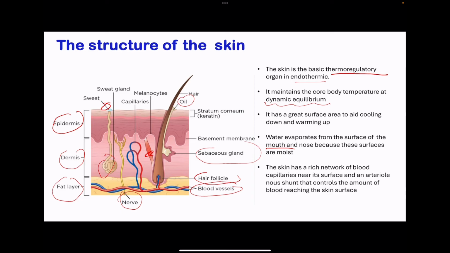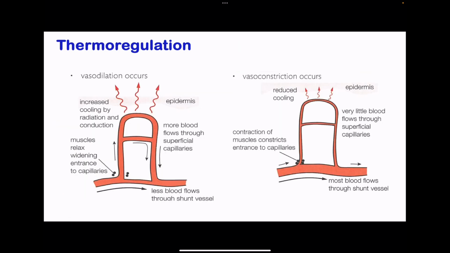In ensuring a stable body temperature, water evaporates from surfaces like the mouth, the nose, as well as any moist surfaces. And because the skin is rich in blood capillaries, like we see here, if the temperatures are higher, then more blood reaches the surface of the skin so that more evaporation can occur in order to cause cooling. We can see that here.